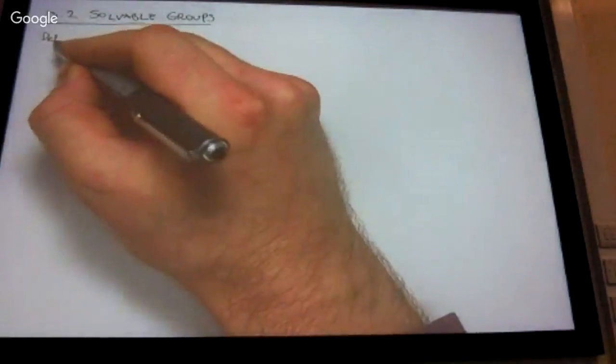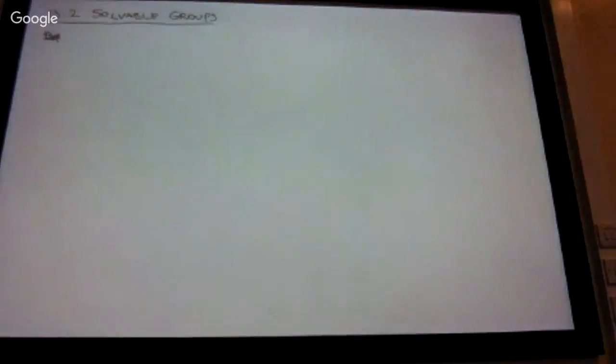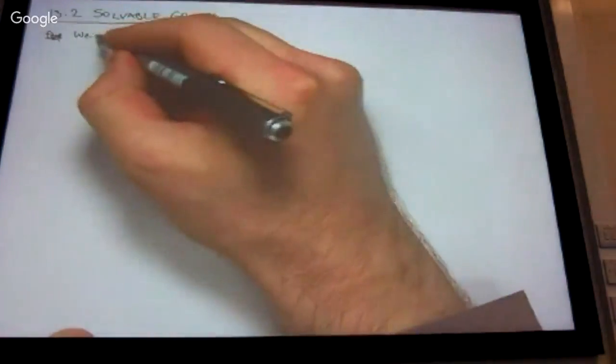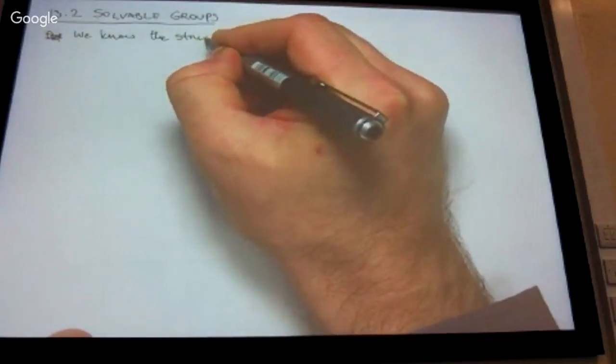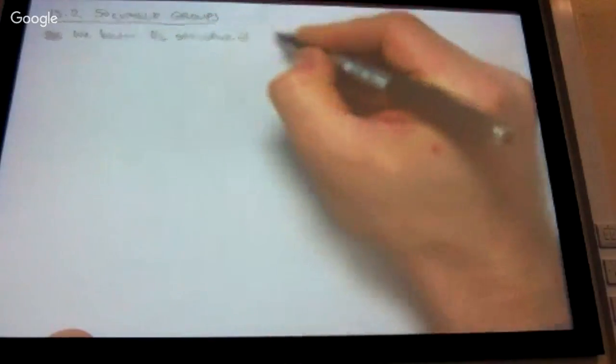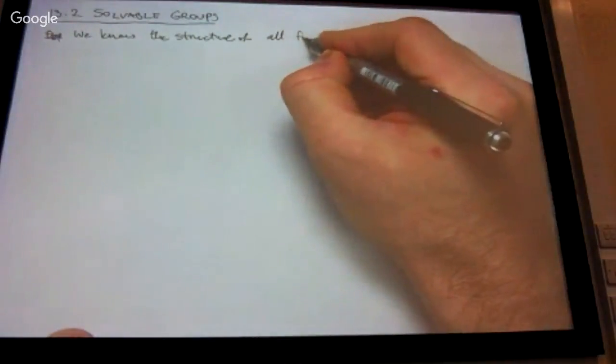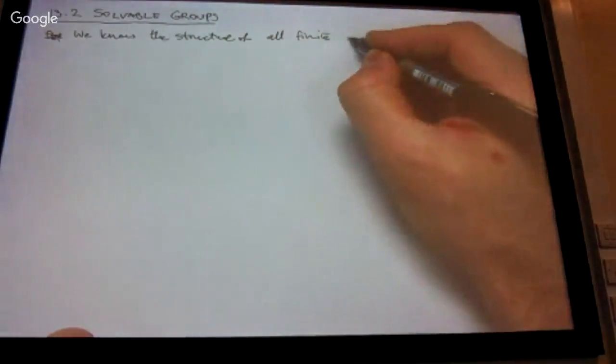Definition. Well, what's definition? So we know the structure of all finite abelian groups.